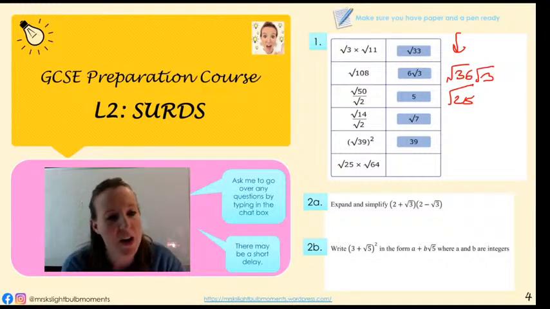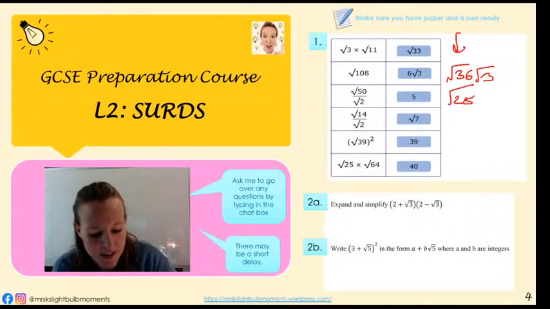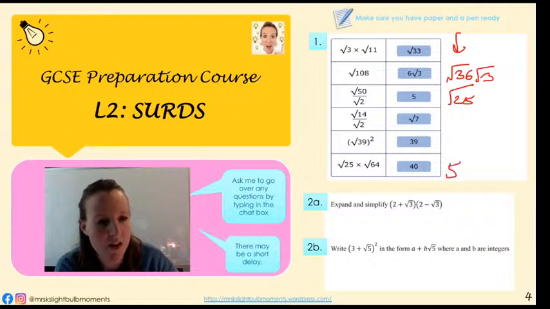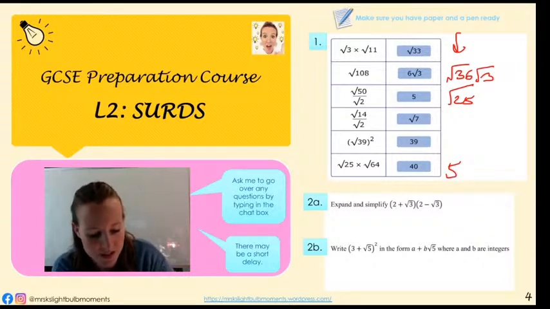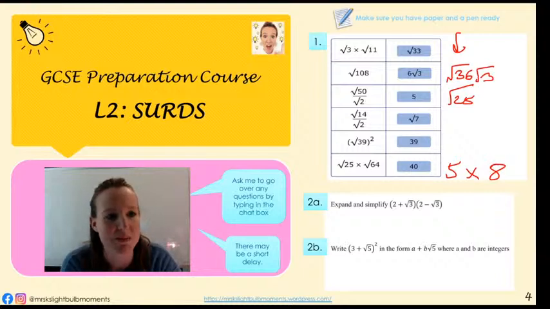In the final one, I hope you didn't try to do 25 times 64, because the key here is to simplify first. Root 25 is just 5. Root 64 is just 8. So it's just 5 times 8. Always try and simplify first where you can. Makes it a lot easier.